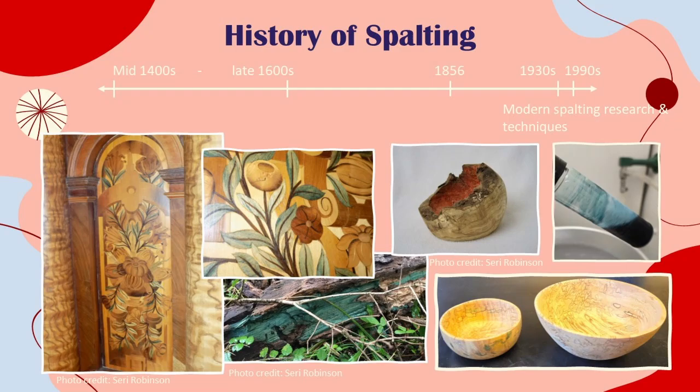And in 1856, the introduction of the first synthetic dye caused these artificial colorants to very quickly overtake the use of natural pigments, including those produced by spalting fungi.